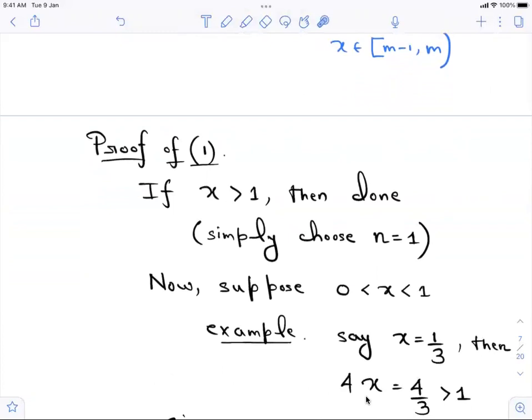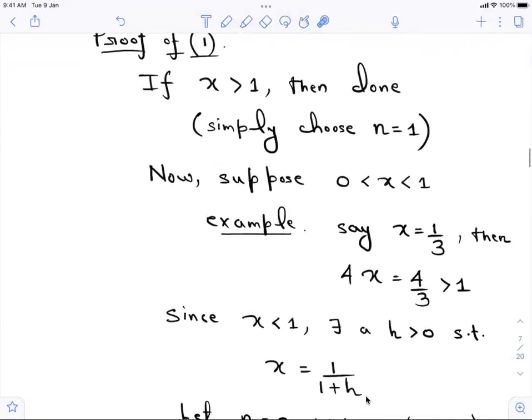So I'm saying if x is bigger than or equal to 1, this result is trivial. The choice of n is pretty obvious in that case. For example, if x is bigger than 1, I can simply choose n to be 1, because 1 times x is then bigger than 1, since x is already bigger than 1. So that takes care of this particular case. If x is equal to 1, I can take n to be 2. Then 2 times 1 is bigger than 1. So we are done. So basically, the interesting case is when x is a positive real number that is less than 1.